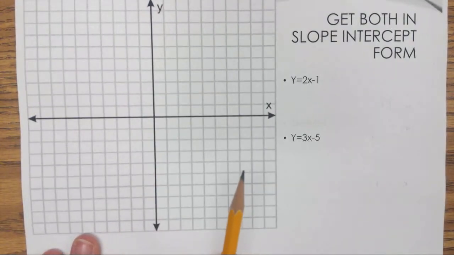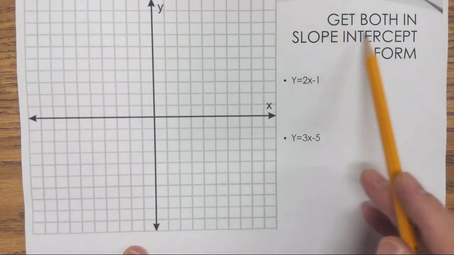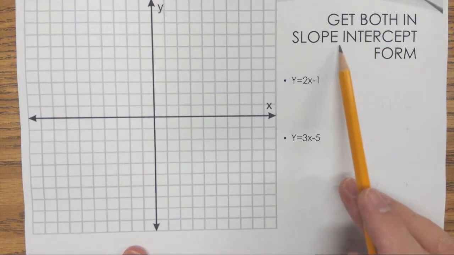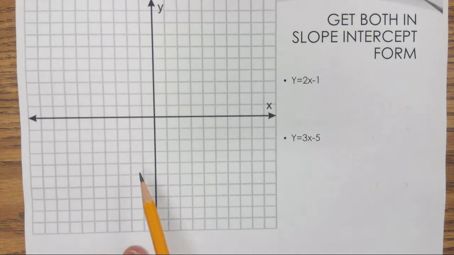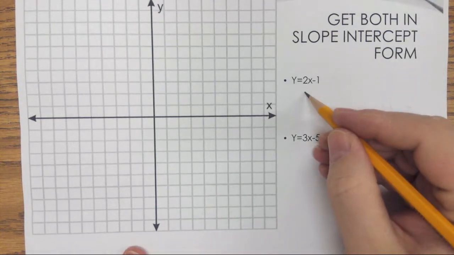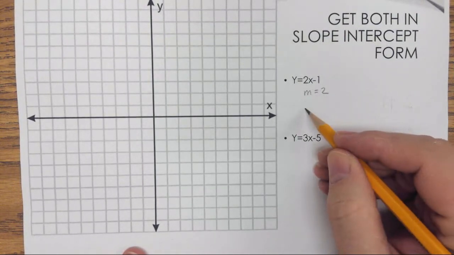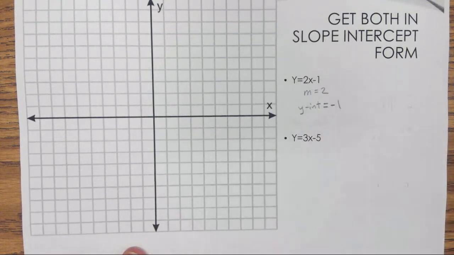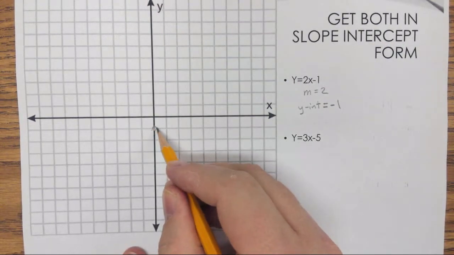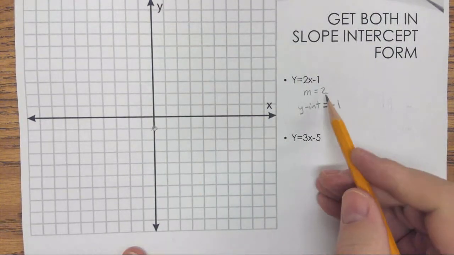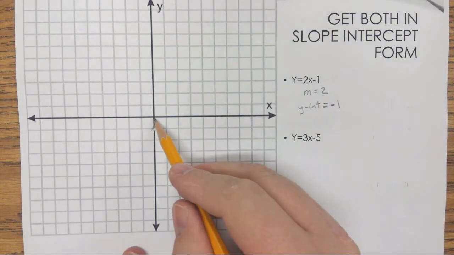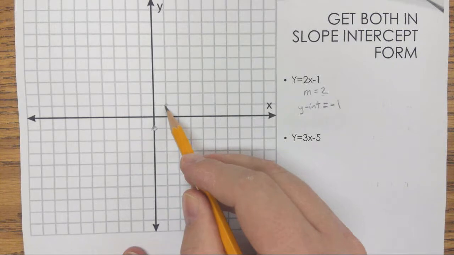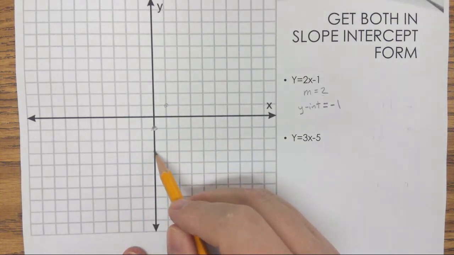So let's do a couple of examples. We want to get both of our equations, or however many equations we have, in slope-intercept form. Okay? These two have already been given to us in slope-intercept form, so I'm just going to go ahead and graph them. Well, this one here, I know that my slope, or m, is equal to 2, and my y-intercept is equal to -1. So I'm going to come down here to -1, draw my point. Since my slope is a positive 2, then I'm going to go up 2 and over 1, and then I'll go down 2 and over 1.